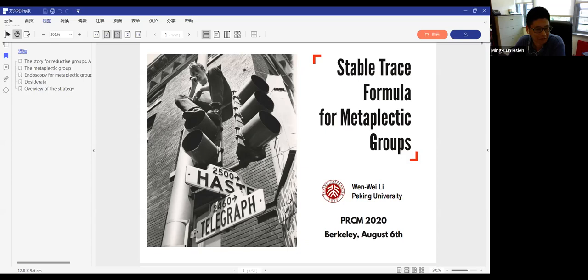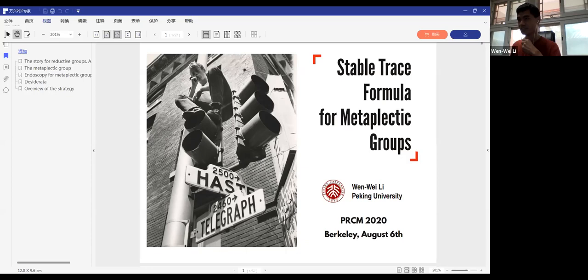Thank you very much for the invitation to the Pacific Rim conference. The cover picture is just a randomly chosen picture from the Museum of Auckland, I think. It was taken in 1968, I think.